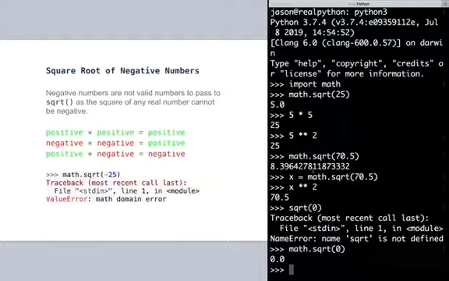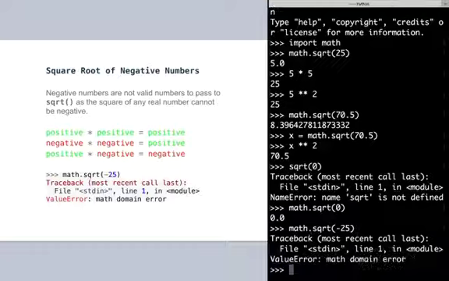Here you see in the slide you get a value error. Let's go ahead and run that. Sure enough, we get a value error, math domain error.